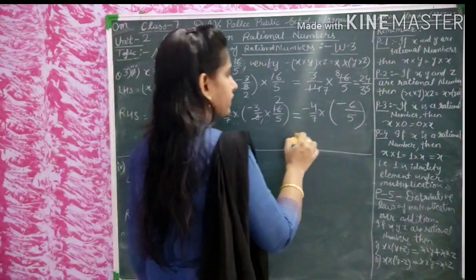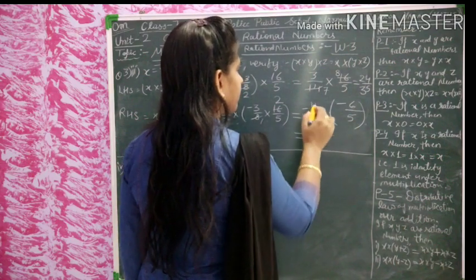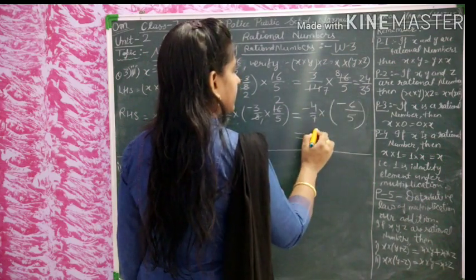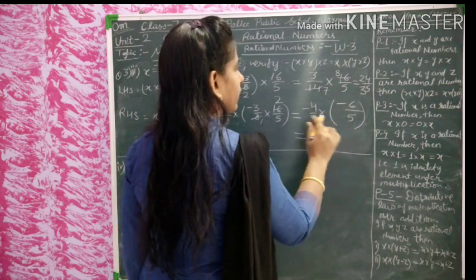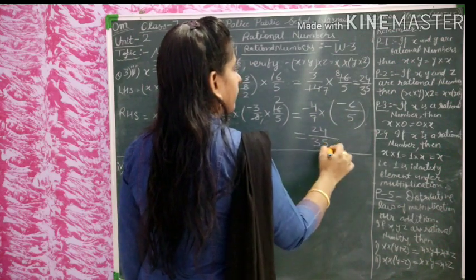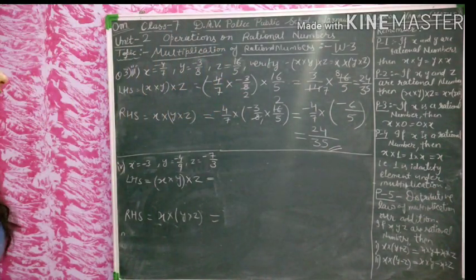No, there is no common factor, so we will multiply both the numerators and denominators. Minus 4 into minus 6, that is minus and minus becomes plus. 6 4 is 24 and 7 5 is 35. We will get this here. So 25 divided by 35.